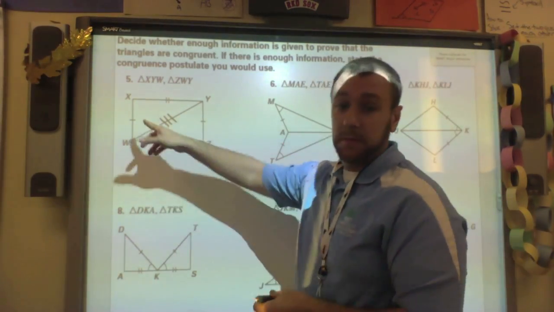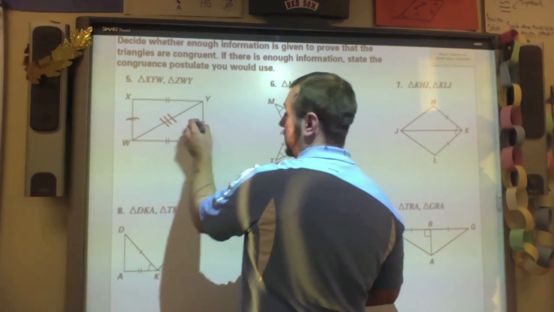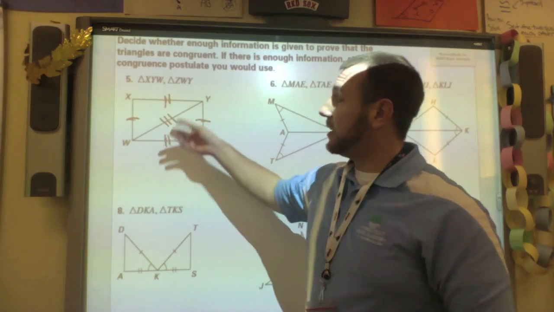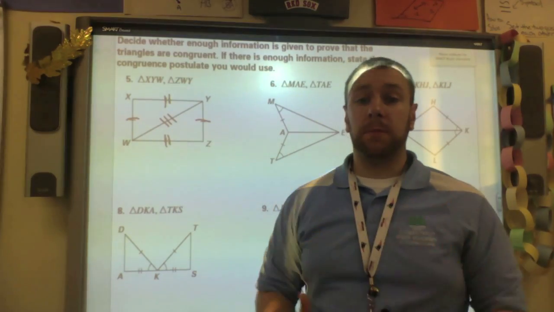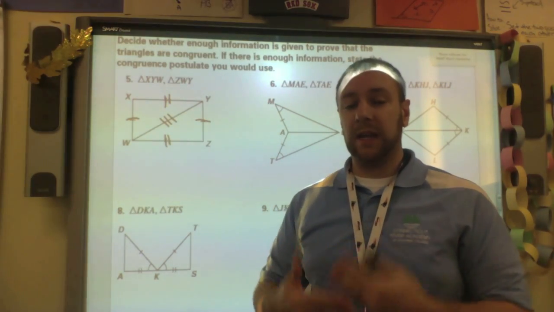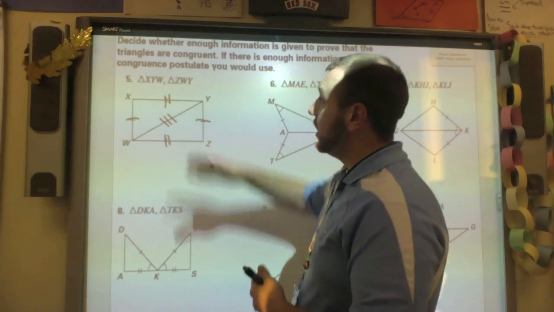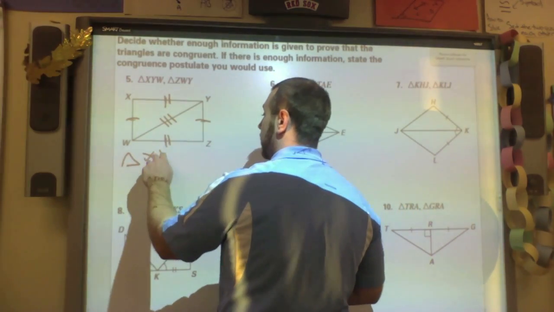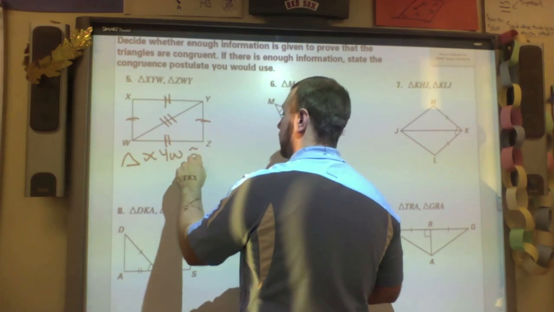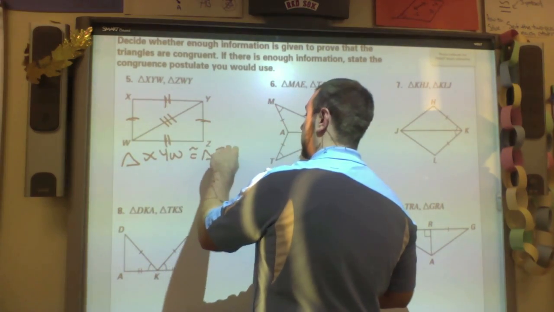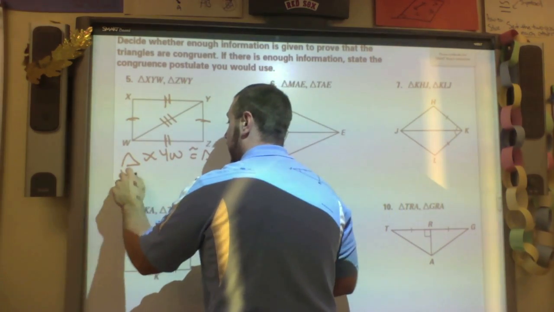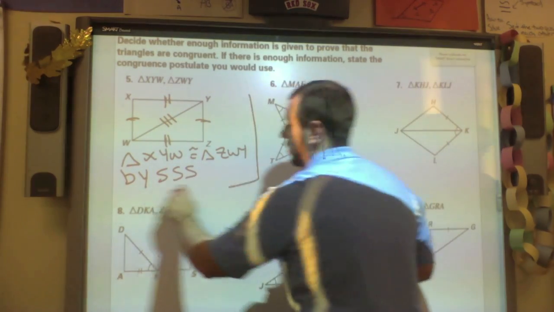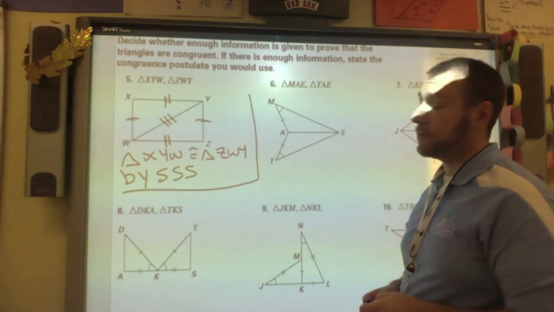Now you notice that this side matches up with this side, and this side matches up with that side, and I have this shared side. So it's a perfect demonstration of side-side-side congruence there. So I would say triangle XYW is congruent to triangle ZWY by side, side, side. And I'm done with that question.